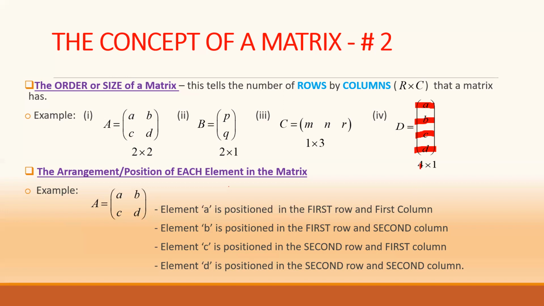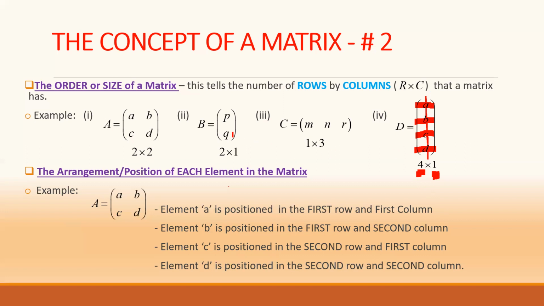So this matrix would have 4 rows, but all these elements are in 1 column. So it would be a 4 by 1 matrix. 4 rows, 1 column. So the order or the size of this matrix D would be a 4 by 1.